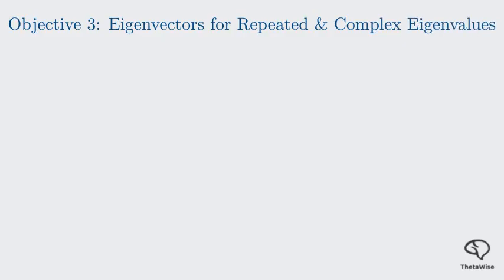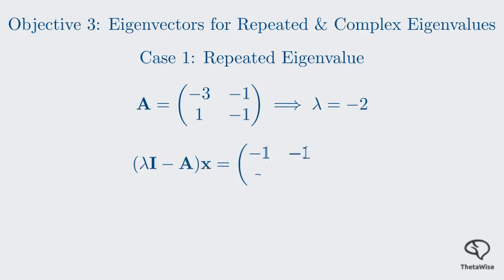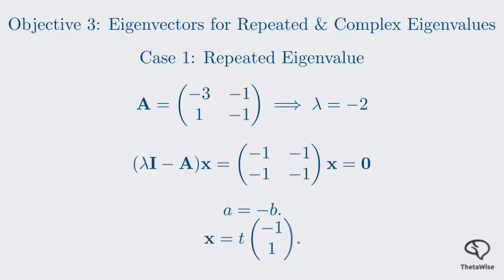First, for a repeated eigenvalue. Recall our matrix A equals negative 3, negative 1, 1, negative 1, 1. We found it has a single repeated eigenvalue lambda equals negative 2. For a 2 by 2 matrix, this often leads to only one linearly independent eigenvector. We solve the eigenvector equation for lambda equals negative 2. This gives the matrix negative 1, 1, negative 1, 1 times x equals 0. This system simplifies to negative a minus b equals 0, or a equals negative b. Letting b equal t, we get the eigenvector negative t, t. There is only one direction for the eigenvectors here.